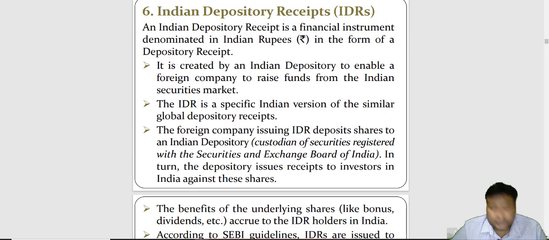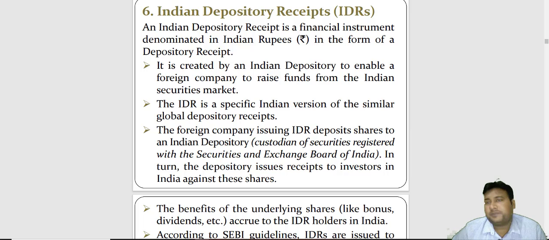देखो भाई, the next one is Indian depository receipt. When American depository receipt can exist, why not Indian depository receipt? So Indian depository receipt is a financial instrument denominated in Indian rupees, like American depository receipt in the US dollar, because in America the US dollar is there. So in India rupees is there. That's why Indian depository receipts are in the form of Indian rupees.